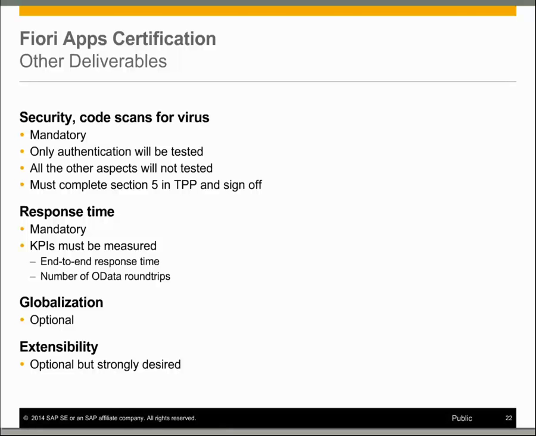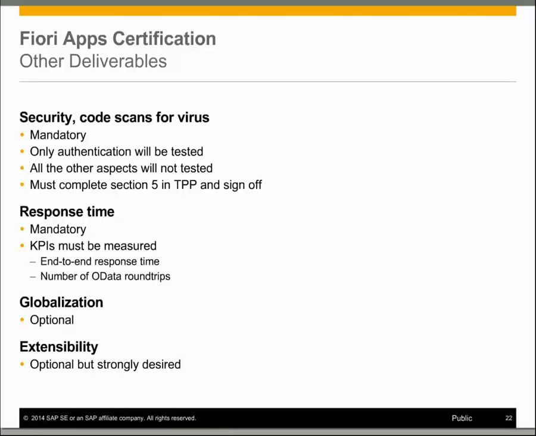The other deliverable is the response time KPIs. It's mandatory. There are two KPIs that we measure. The first one is end-to-end response time, which has to be within 1 second. The second KPI we measure is the number of OData round trips that you make per transaction. It is limited to a maximum of two OData round trips that you can perform for every transaction.